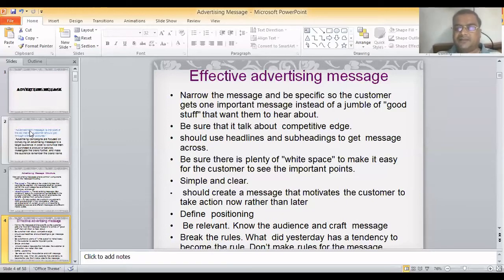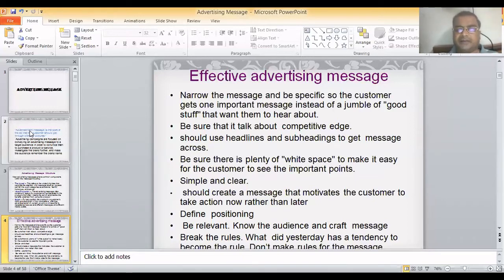Now, the third one, which is very important, is that you should always use headlines and subheadings to get the message across. It should not be that you just make a long line of say 10 or 20 words, which will confuse the prospective customer. What you need to do is make a short headline, and then, if you want to convey more things, you can put two or three subheadings. That is how it can be made more effective.